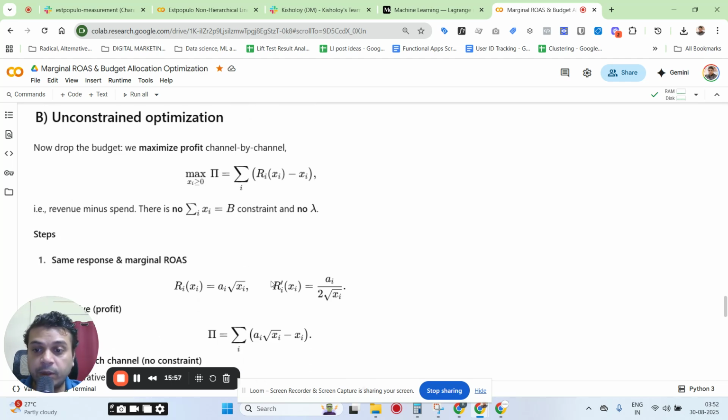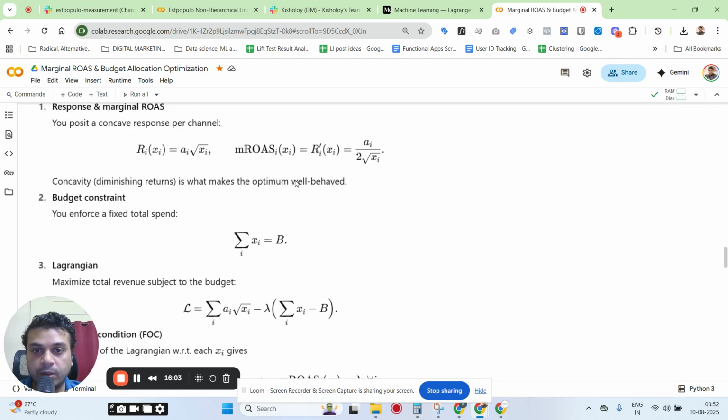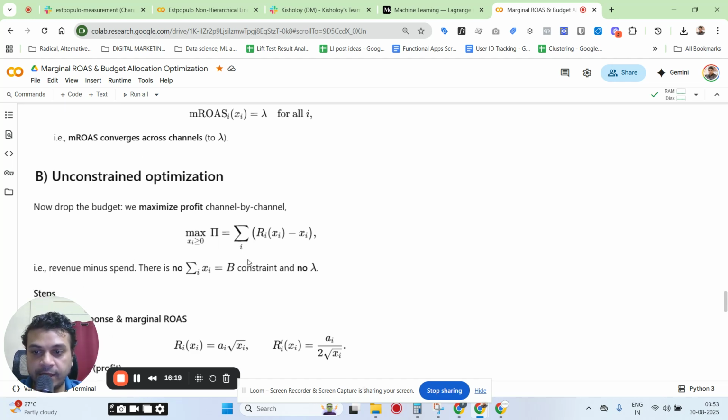Now comes the question of unconstrained optimization. Suppose we talked about the situation where the overall budget was B, the summation of spends across all channels. What if that was not there? This time, instead of maximizing revenue, let's go for maximization of profit. I'll just explain in a moment.